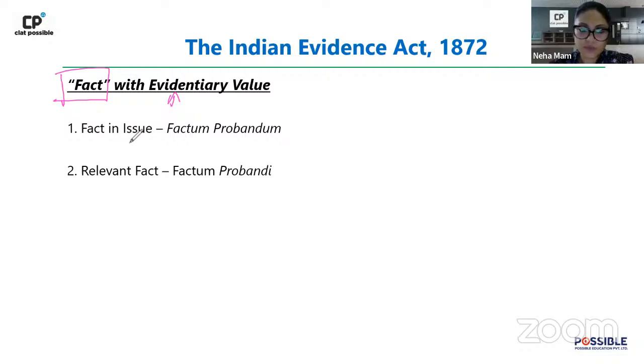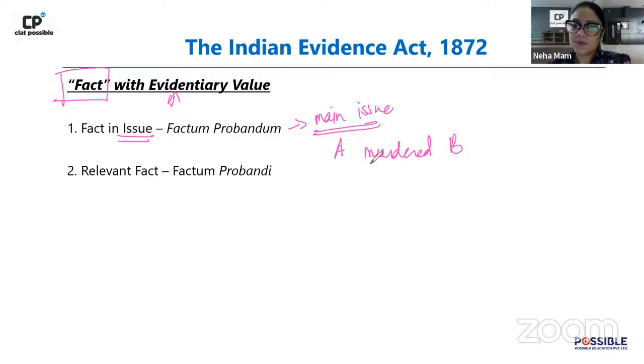fact. या फिर वो fact in issue होगा, which is also known as factum probandum, which basically means कि आपका जो main issue है, main point है, जो आपको prove करना है उस case में, वो क्या होता है आपका fact in issue. Like let's say for example we are saying that A murdered B. तो यहाँ पे fact in issue क्या होगा कि भाई A ने B का murder करा है. So the first fact in issue would be that A has murdered B. So that's your first fact in issue.